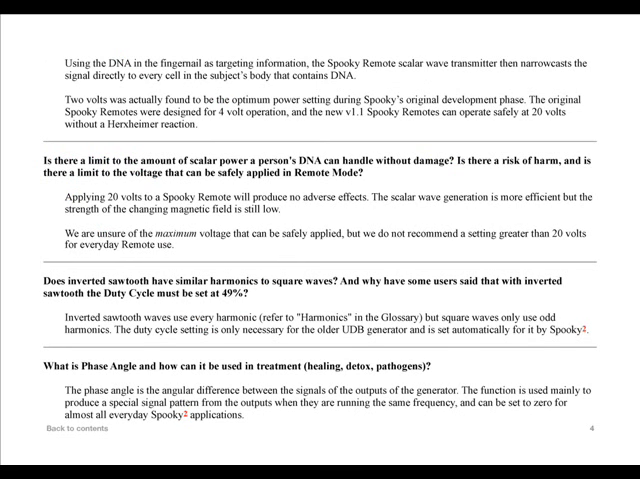Using the DNA in the fingernail as targeting information, the Spooky remote scalar wave transmitter then narrowcasts the signal directly to every cell in the subject's body that contains DNA. 2 volts was actually found to be the optimum power setting during Spooky's original development phase. The original Spooky remotes were designed for 4-volt operation, and the new V1.1 Spooky remotes can operate safely at 20 volts without a Herxheimer reaction.